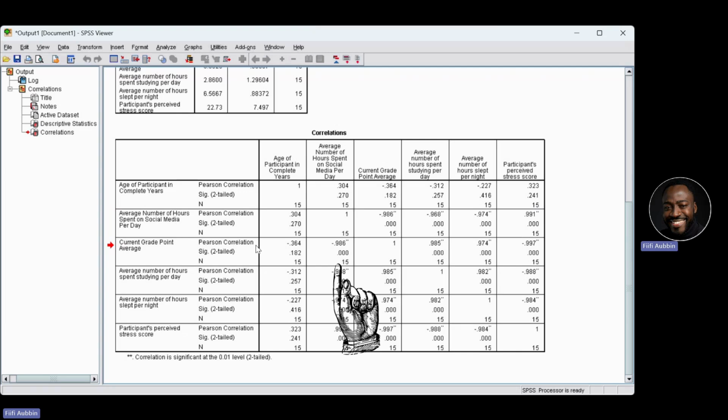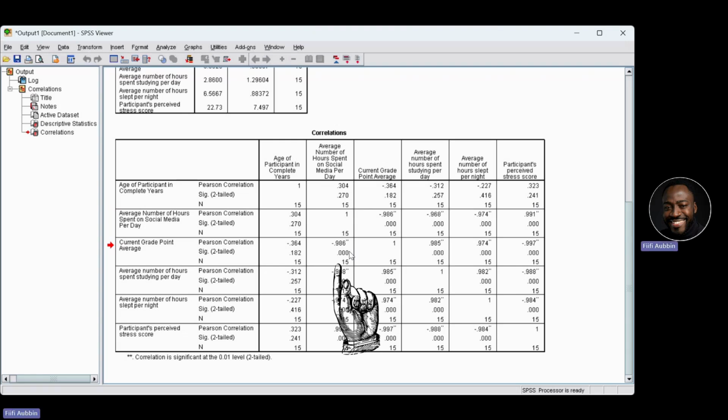And the Pearson correlation coefficient is minus 0.986. And I want you to take notice of the negative sign. So this tells us that as social media use increases, GPA tends to decrease, and the value itself is extremely close to -1, indicating an exceptionally strong negative relationship.